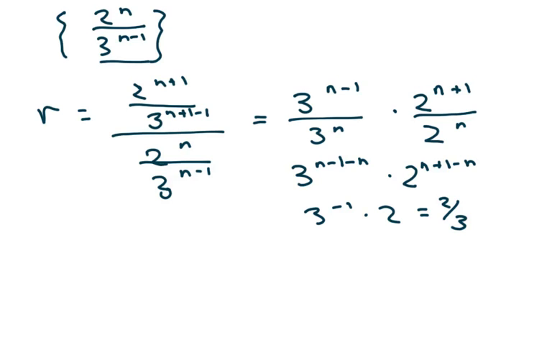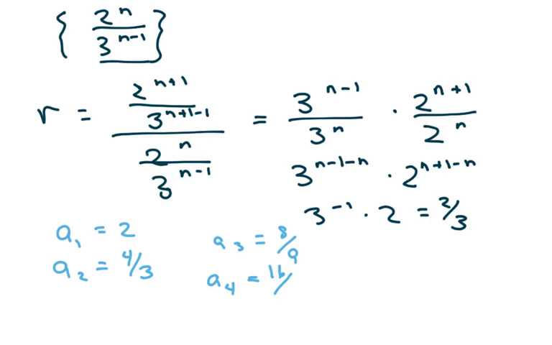And then you just plug in your index numbers here, and you get a sub 1 is 2. A sub 2 is going to be 4/3. A sub 3 is going to be 8/9. And a sub 4 equals 16 over 27.